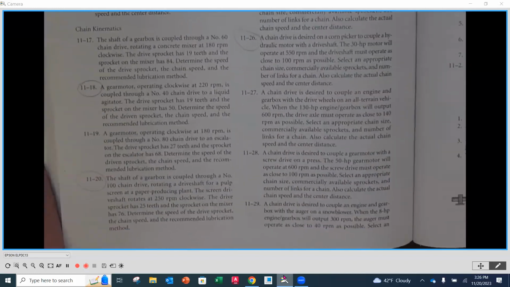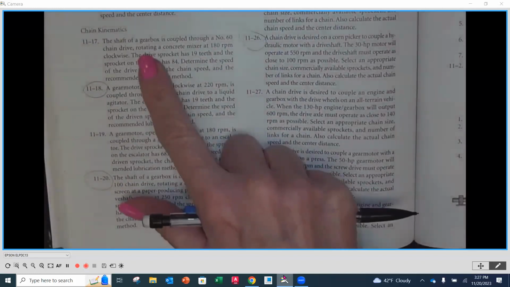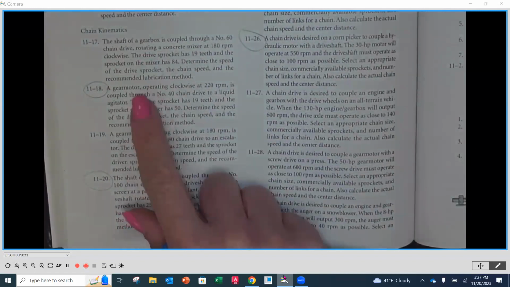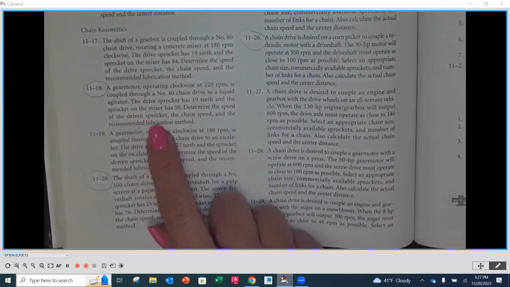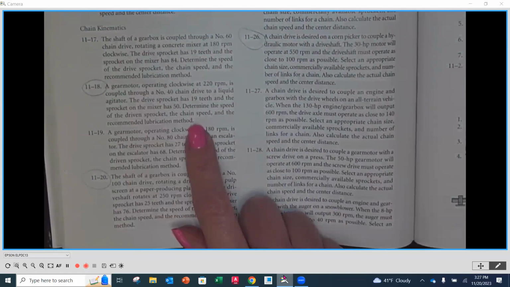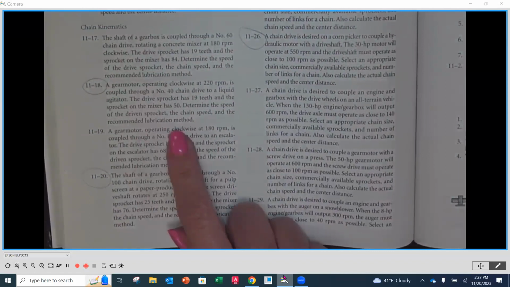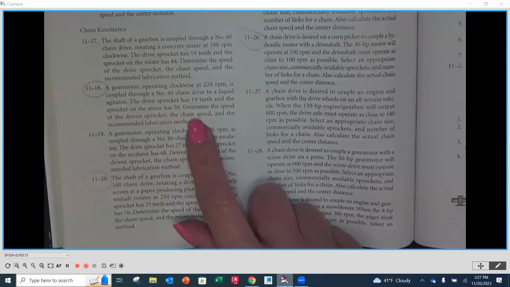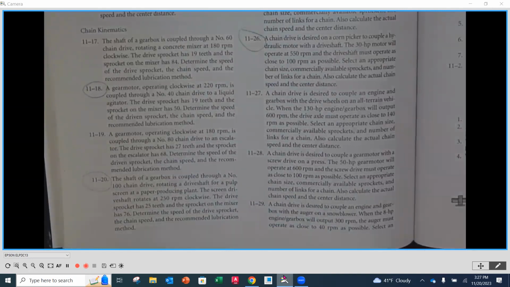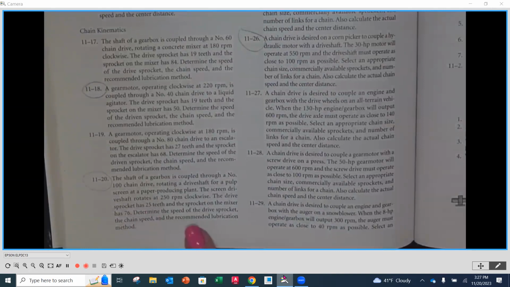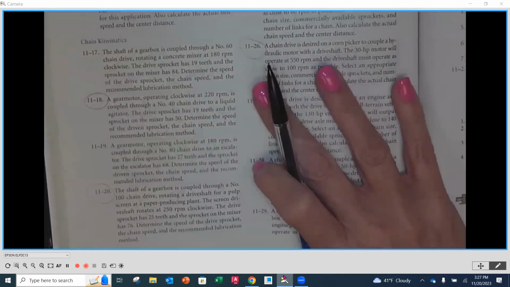Then we're going to go to problem number 18 and number 20. These are going to be the chain kinematics. So this one, I'm not going to read the whole problem to you, but you want to determine the speed of the driven sprocket. So that's going to be a W2, the chain speed, VC, and the recommended lubrication method. So remember, when we have a chain speed, it's going to be either slow, moderate, or high speed. You want to pick either manual, bath, or drip. Okay. Number 20, same type of a problem.